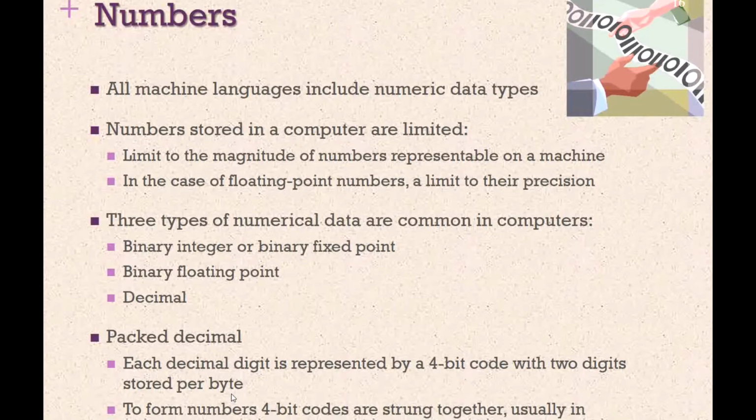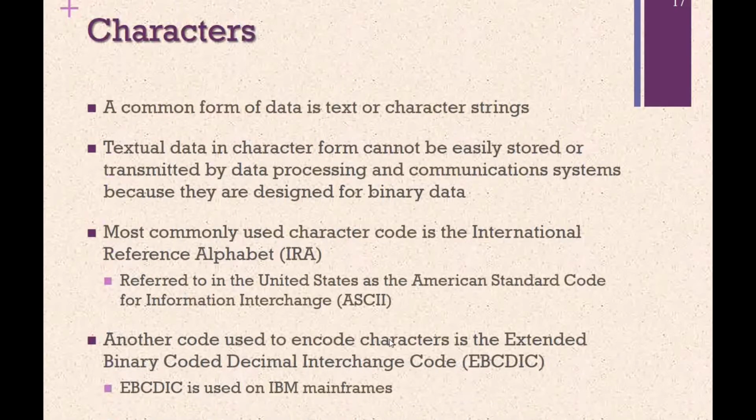1 byte is equal to 8 bits, as you know that. So to form numbers, 4-bit codes are strung together, usually in multiples of 8 bits. Characters, the sizing of characters, we will discuss there. A common form of data is text, like characters, strings, alphabets.